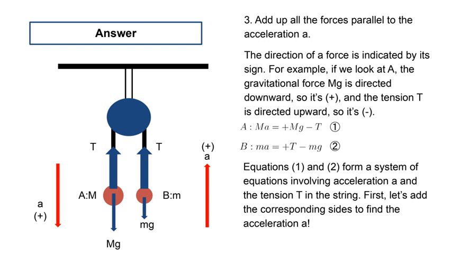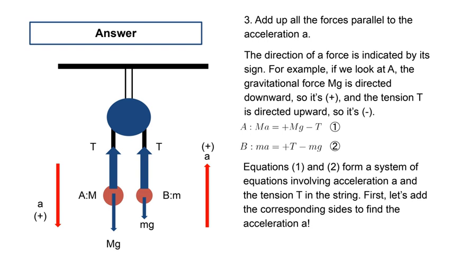For example, if we look at A, the gravitational force mg is directed downward, so it's plus, and the tension T is directed upward, so it's minus. Equations 1 and 2 form a system of equations involving the acceleration a and the tension T in the string.